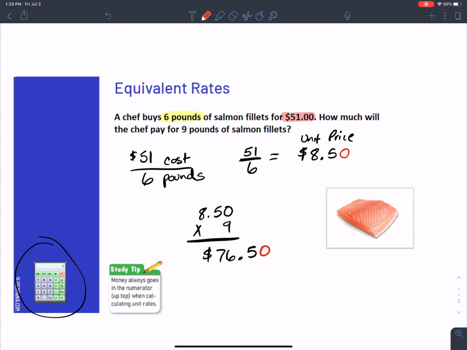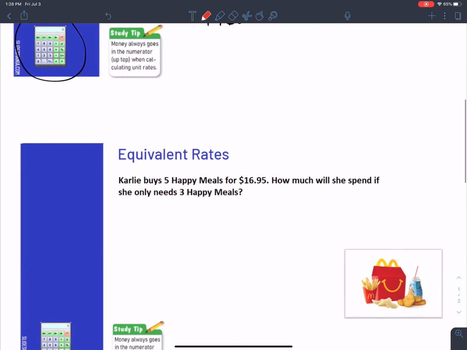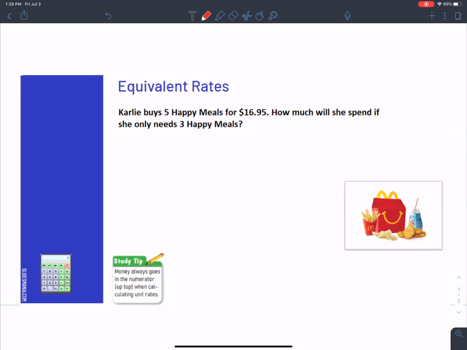Now remember, we want to answer it in a complete sentence. How much will the chef pay for 9 pounds of salmon? All right, you could say something like the chef will pay $76.50 for 9 pounds of salmon. Let's do one more example. Here we have Carly buying 5 Happy Meals for $16.95. How much will she spend if she only needs 3 Happy Meals?